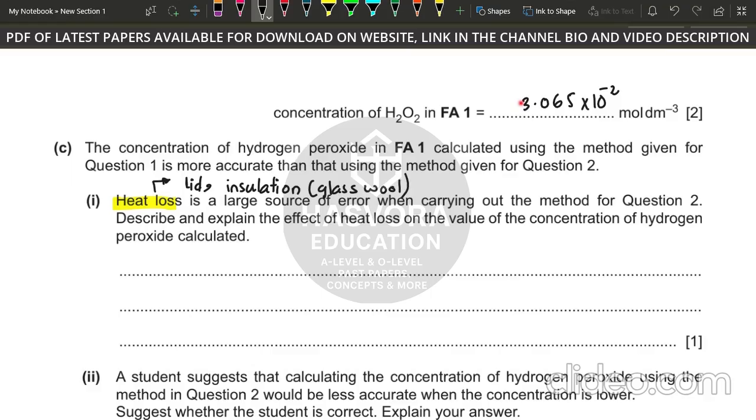So this is how you avoid the heat loss, and it is the largest source of error when carrying out the method for question number 2. Describe and explain the effect. Now they are asking you the effect. Okay, they are not asking you how you're going to be reducing it.